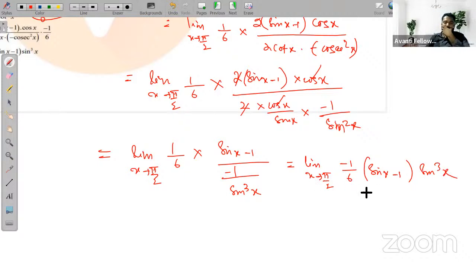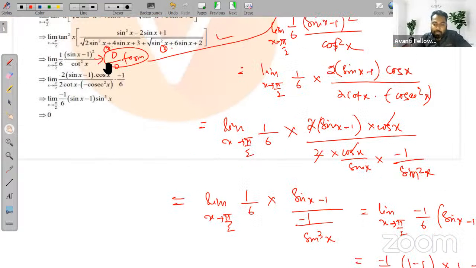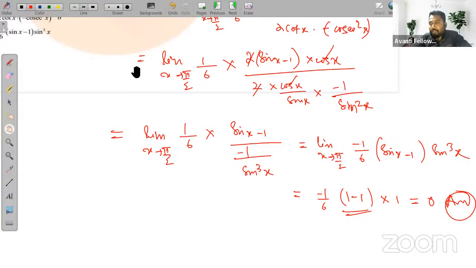So this gives you, when you put x tending to pi by 2, if you put the limit here, what you are getting is minus 1/6 into (1 minus 1), that is 0, into 1, that is 0, na. So this is my 0. So the total answer is 0. It is a very easy question. The answer is 0. I hope this is clear to all of you guys.